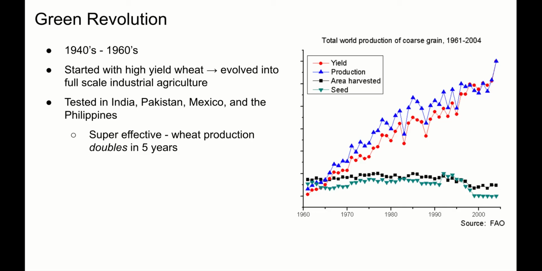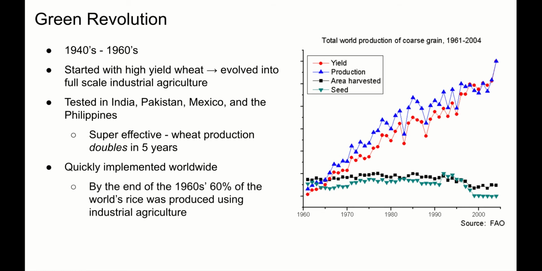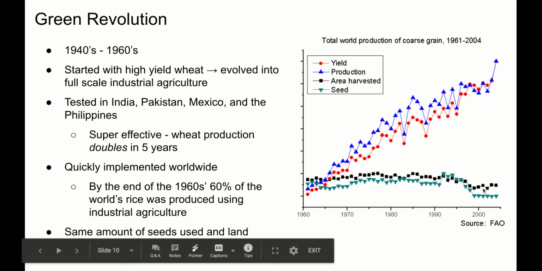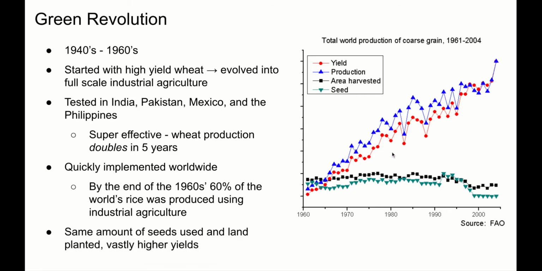Wheat production doubled in just 5 years, when for centuries prior to that, wheat production had been pretty stagnant. These techniques were then quickly implemented worldwide, and by the end of the 1960s, about 60% of the world's rice was produced using industrial agriculture. So the Green Revolution produced this incredible phenomenon where the same amount of seeds were used, the same amount of area was planted, but yields and production kept going up and up and up, and they still continue to go up as we improve our industrial agriculture techniques. That's pretty incredible. So what are these industrial agriculture techniques?